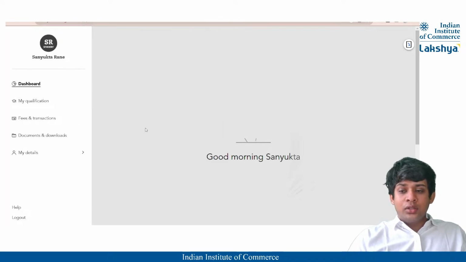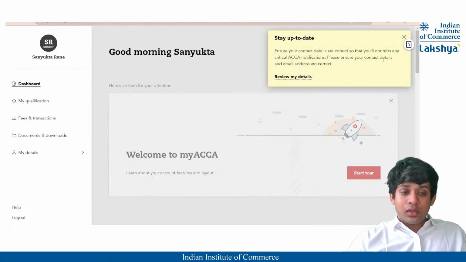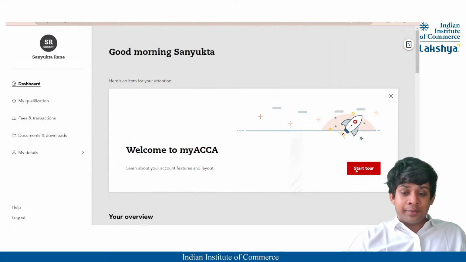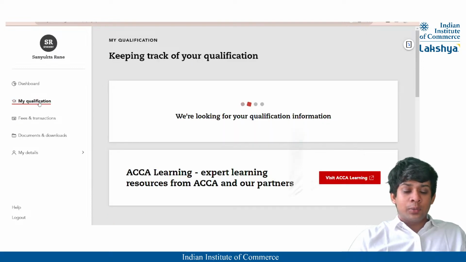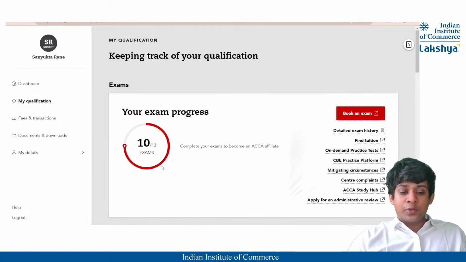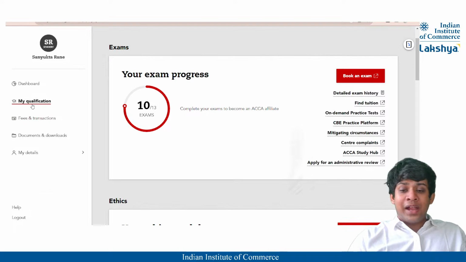Always remember you've got to log in to my ACCA. Then you will go to My Qualification. You will log in. They will give you an option to log in. Right now it's directly logged in, otherwise they usually give you an option to log in. It will give you My Qualification.